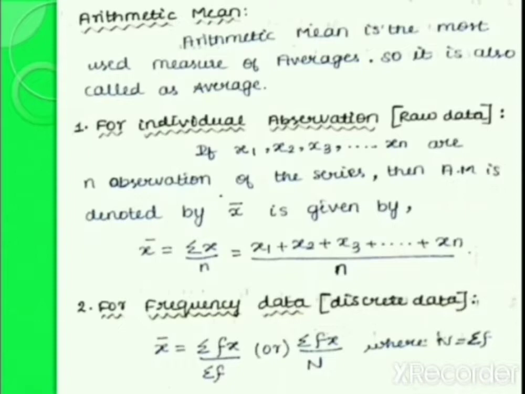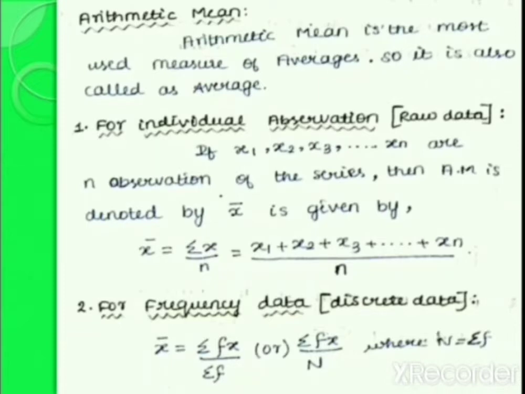Arithmetic mean is the most used measure of averages, so it is also called average. We know what is average and how to calculate average. In this, arithmetic mean is having 3 types of data. Number 1 is raw data and then discrete data. Last one is continuous data.